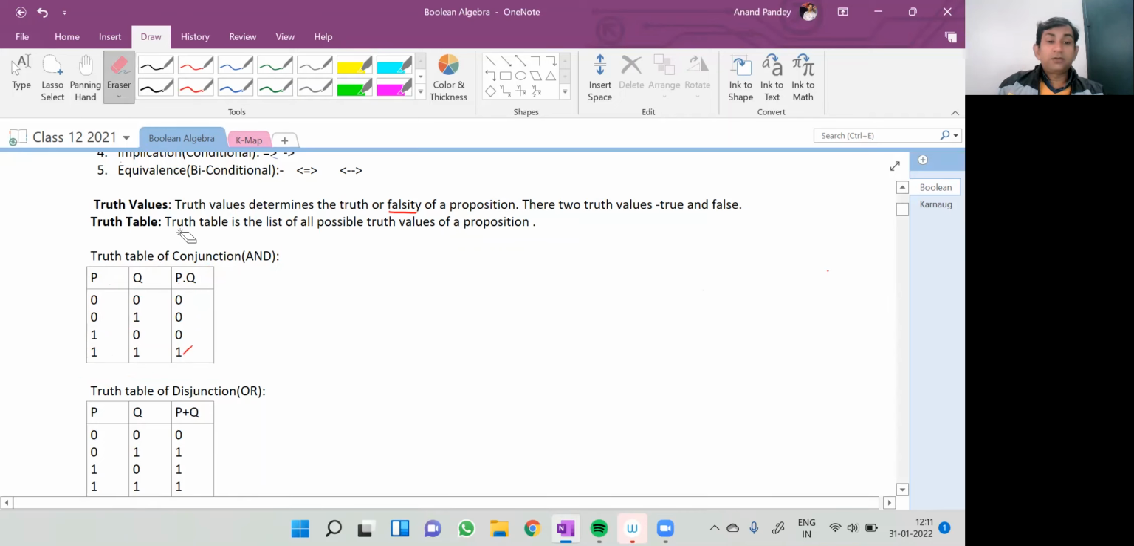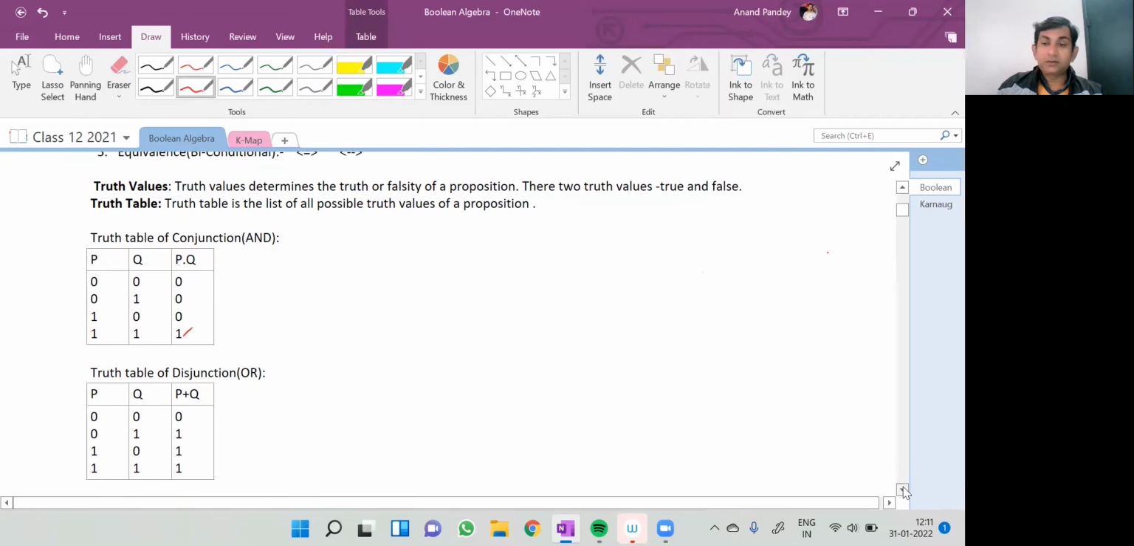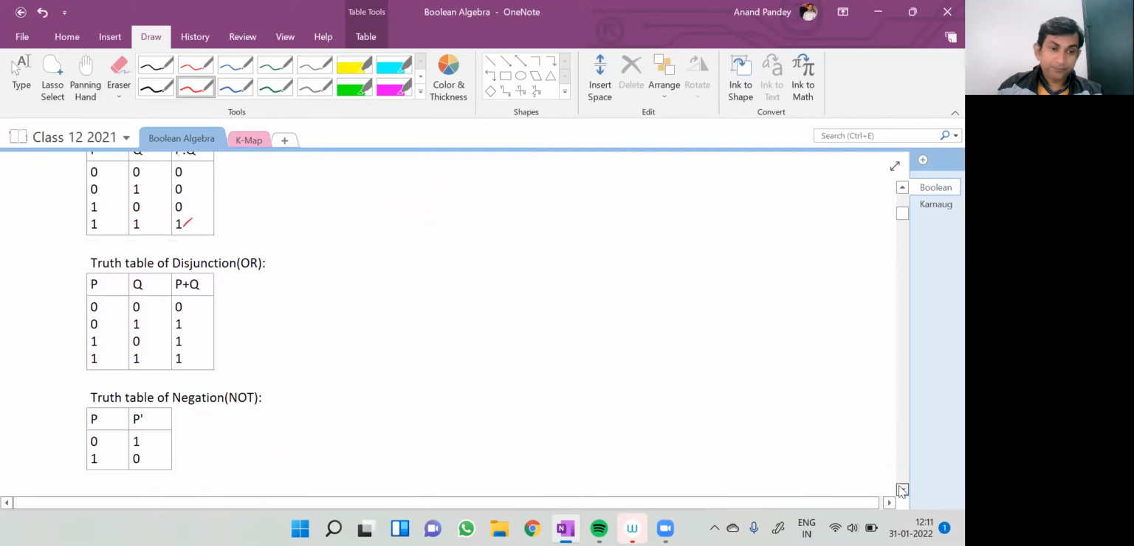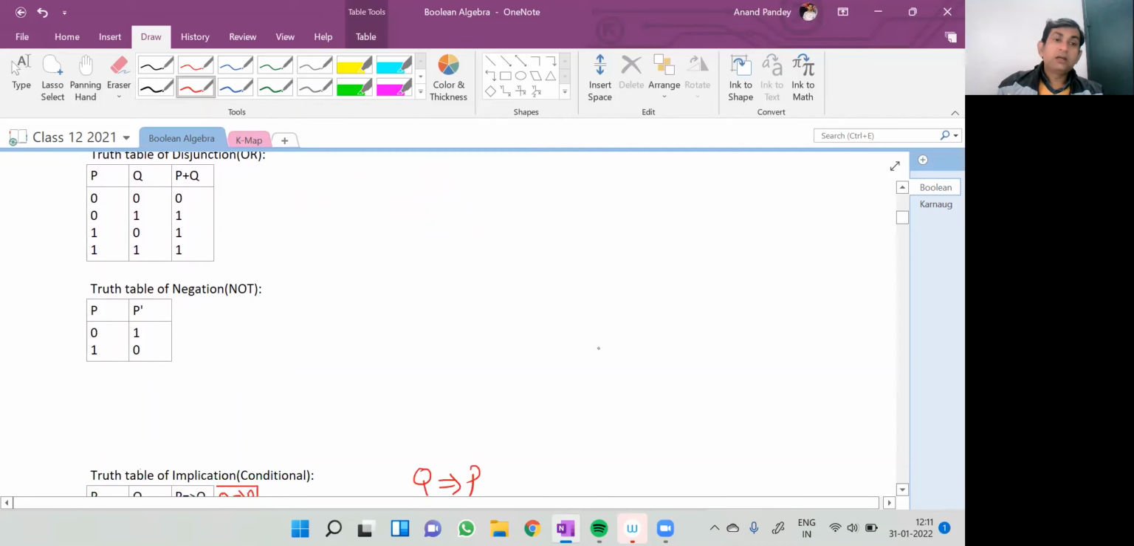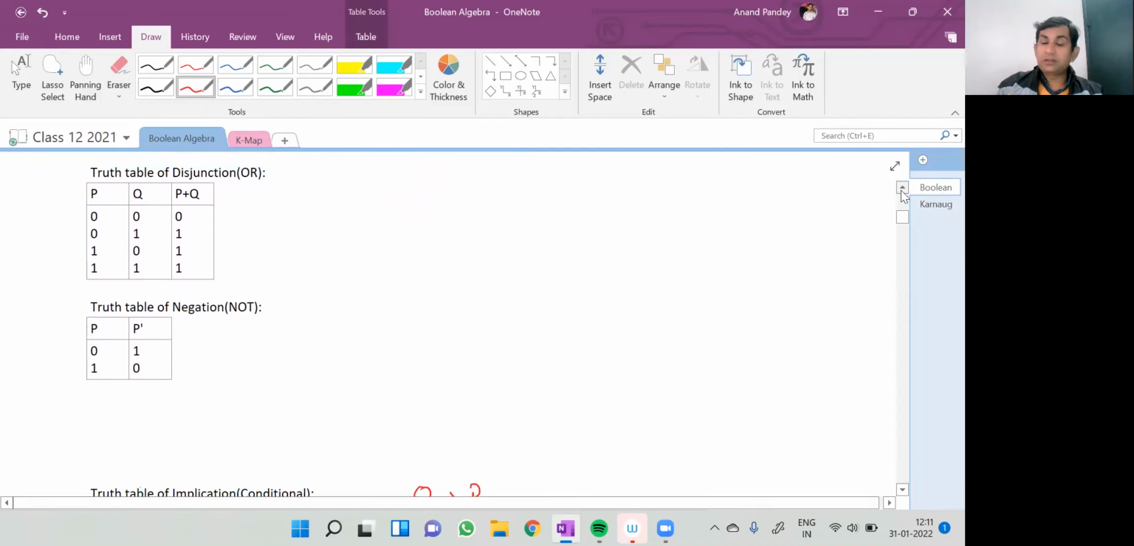Okay, so what is truth table? Truth table is the list of all possible truth values. Truth values are what? 0 and 1. That is 0 for false, 1 for true. Second, so I think the definition of truth table is clear now.